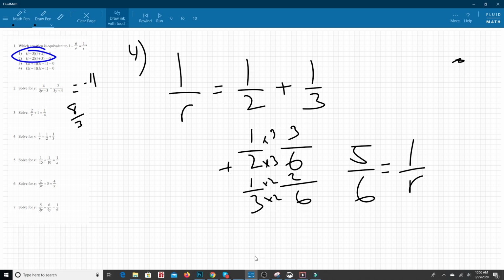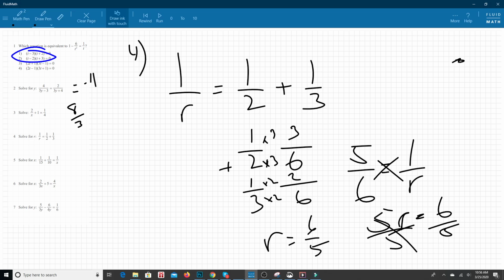So what that means is 5r, and cross multiply again, everybody knows that. 5r equals 6. Divided by 5, divided by 5. We get r equals 6 over 5. So 6 over 5.